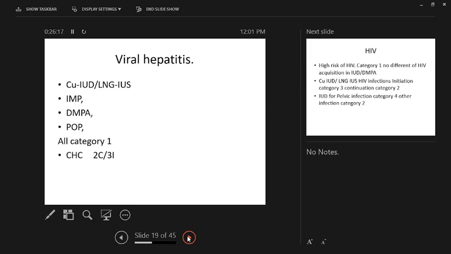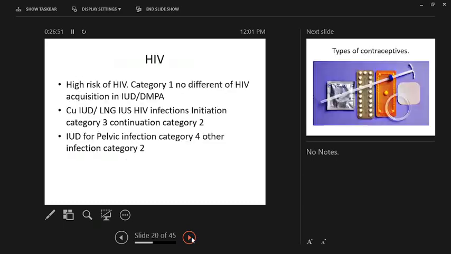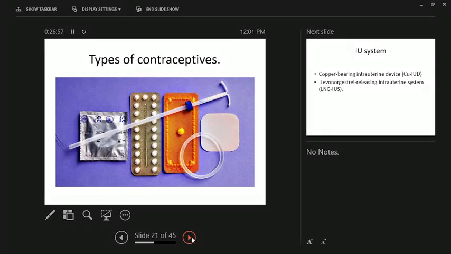And viral hepatitis. Here still you can prescribe whatever contraceptive method is available: copper IUCD, implant, DMPA, progesterone only pills. But when it comes to combined hormonal contraceptives, if a person is on combined oral contraceptives, you can continue it. And if you are going to initiate, it is category 3, because estrogen causes cholestasis and adverse effects in the liver. And HIV, you know, all those things.